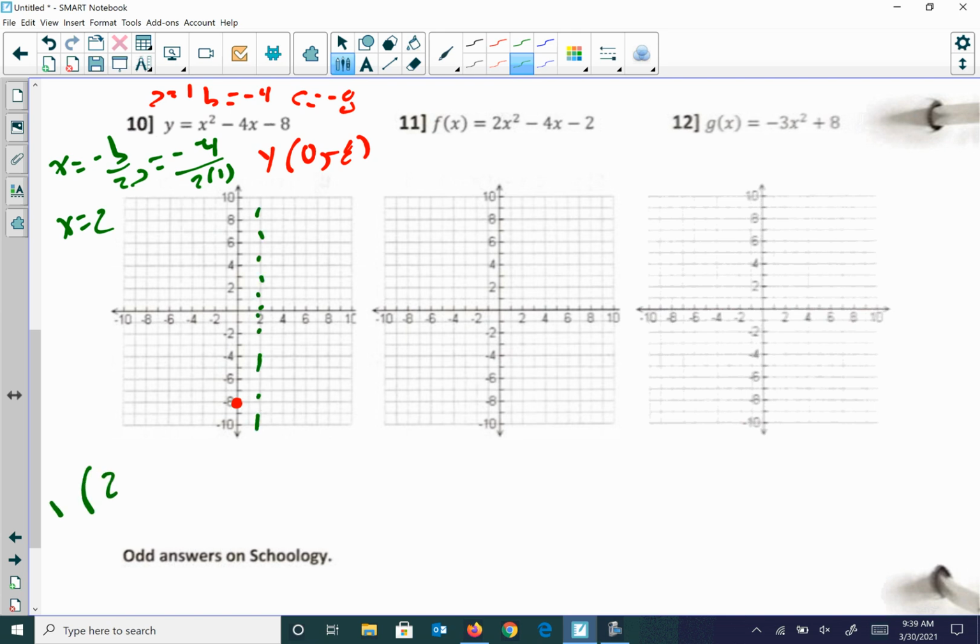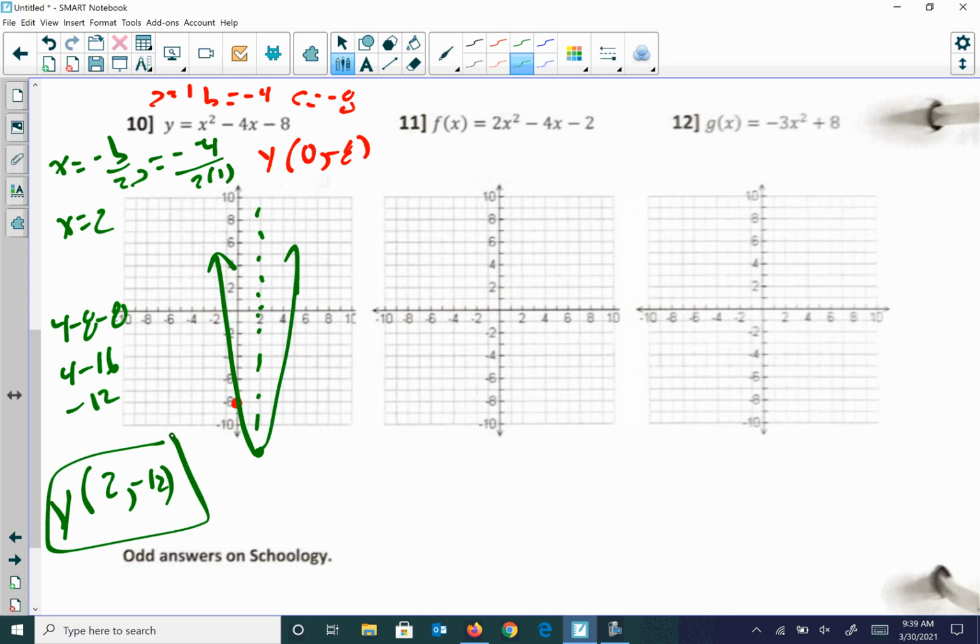So that's my axis of symmetry. Let's find the vertex. So if I plug 2 in, I get 4 minus 8 minus 8. So 4 minus 16. Oh, that came out to negative 12. Oh boy. 2, negative 12 is down here. As far as this one goes, I would say just graph it, because that's off our graph. Sorry about that.